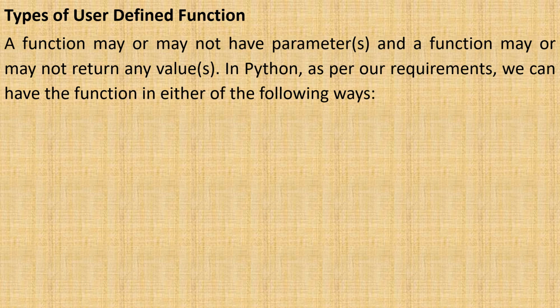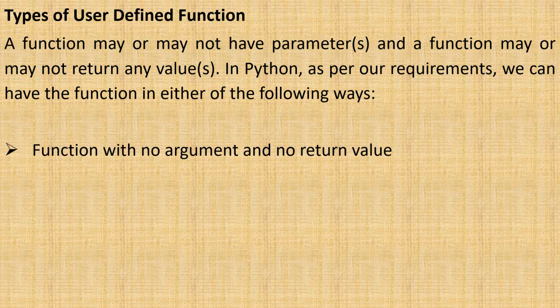Types of user-defined function. A function may or may not have a parameter or parameters, and a function may or may not return any value or values. In Python, as per our requirements, according to the user necessity, we can have the function in either of the following ways. Function with no argument and no return value. That means here the function will not be passing any value at the time of calling, and that function after the computation or a calculation does not return any value.